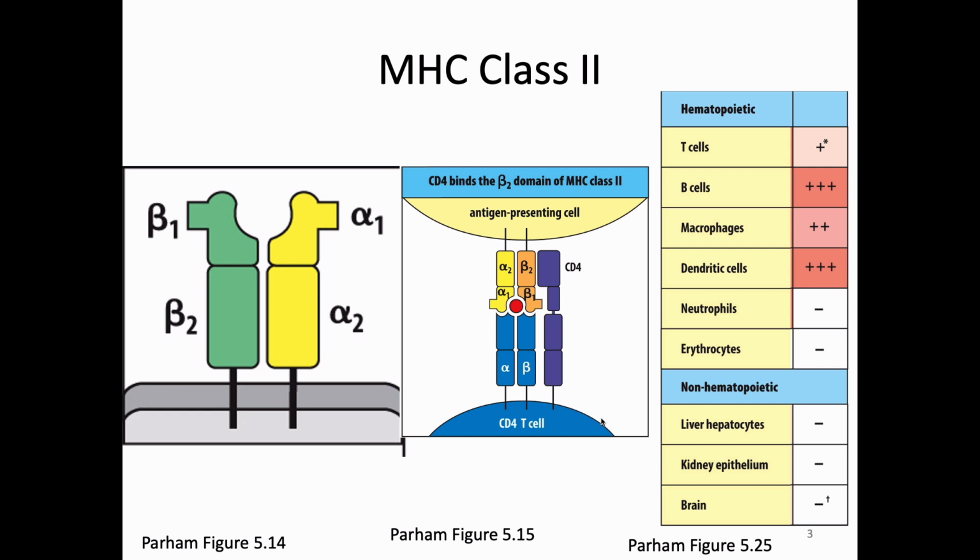So here you can see the MHC Class II information in overview. What you want to remember about MHC Class II is that it is made up of 2 chains, an alpha and a beta chain, that are about the same size.